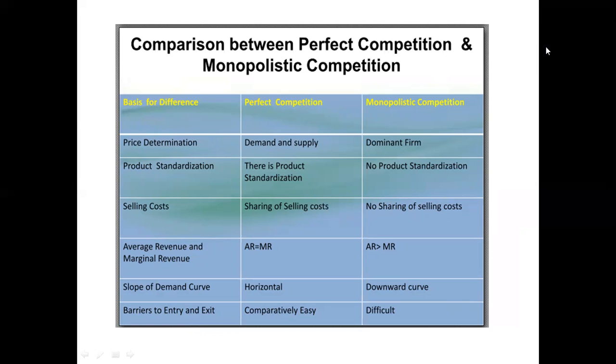The next basis of difference is on the basis of average revenue and marginal revenue. So in perfect competition, average revenue is equal to marginal revenue, while in monopolistic competition, average revenue is greater than marginal revenue. Then the next is on the basis of slope of demand curve. In perfect competition, it is horizontal, and in monopolistic competition, it is a downward curve. Then the next is on the basis of barriers to entry and exit. So in perfect competition, it is comparatively easy, while in monopolistic competition, it is difficult.